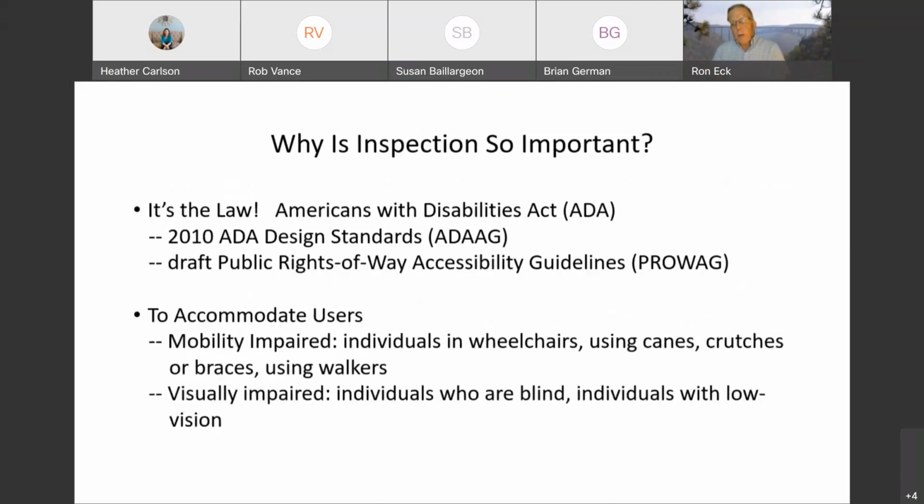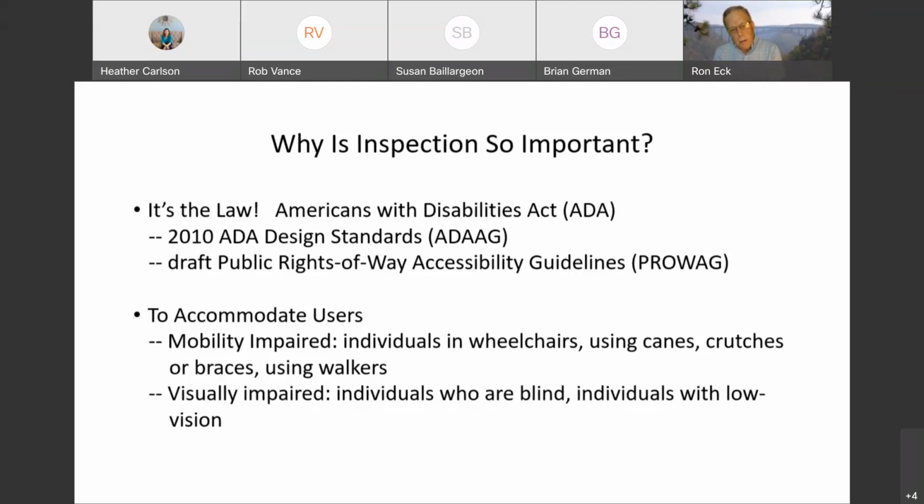Why is inspection so important? Well, I think there's 2 reasons. One is, of course, it's the law. The Americans with Disabilities Act says we have to provide accessible facilities, and the Department of Justice and the courts, through their rulings, are telling us that curb ramps are the basic element of accessibility. We need to make sure we have compliant curb ramps.